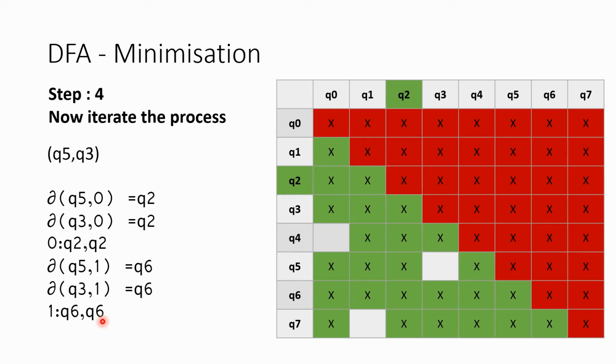Now we look into the next tuple set Q5, Q3. And from the transition function, we've got the values Q2, Q2 for 0 and Q6, Q6 for 1. Still, we can't mark Q5, Q3 as non-equivalent tuple sets. Now we move on to the last tuple set Q7, Q1. For Q7, Q1, we've got the values Q6, Q6 for the input value 0 and Q2, Q2 for the input value 1. So Q7, Q1 is also left unmarked.